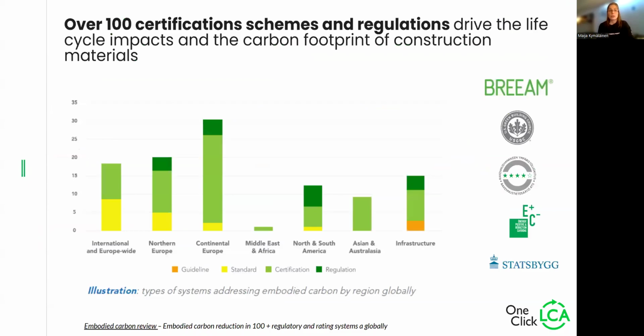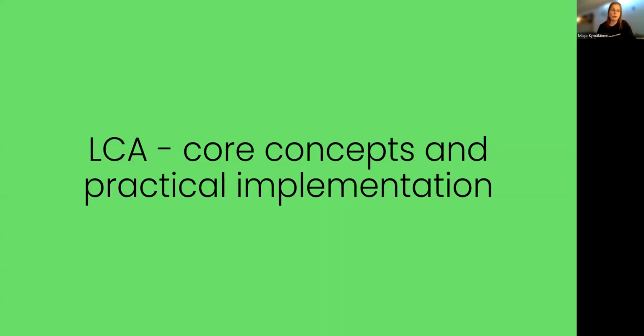So there are a lot of certification schemes and different regulations that drive the life cycle impacts and the carbon footprint of construction materials. And these building LCAs, climate declarations, and material documentation are being required by customers, investors, and different nations as well. So that was our brief look into climate change and the construction sector. Next we will talk about what exactly life cycle assessment is and how you can begin implementing it.